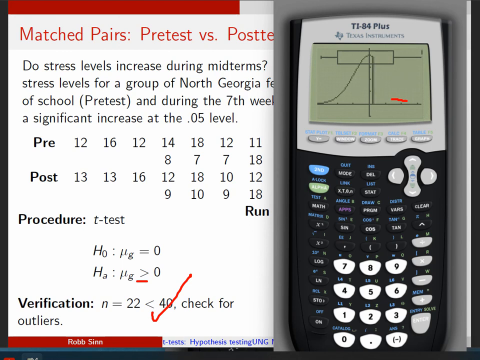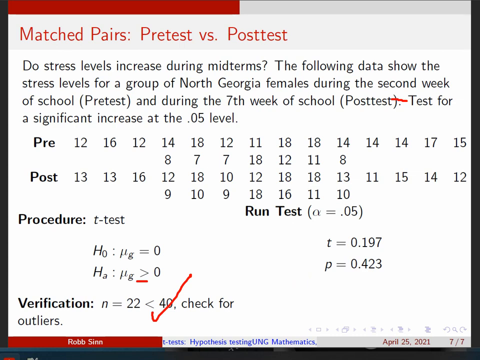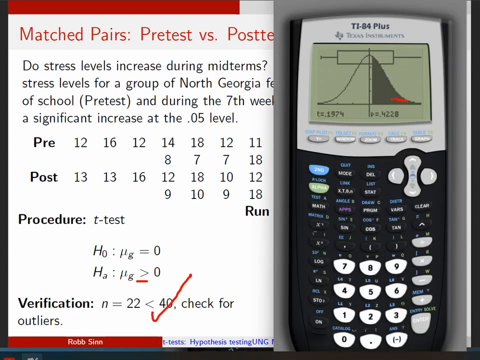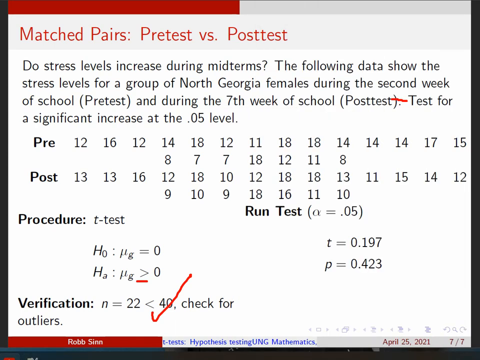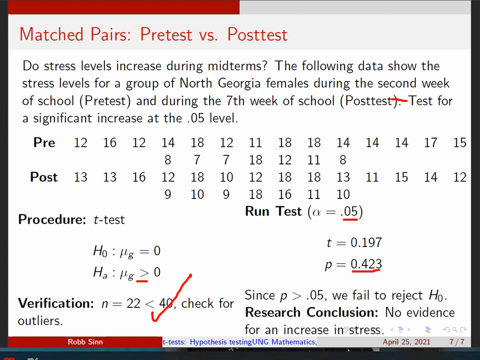And you'll notice, yeah, it's got the box plot superimposed behind it. Ah, yes, 0.1974. Yeah, and 0.423. Yes. So I rounded a little bit, but those are the correct values. Good. But notice our p-value, way larger than our alpha. So since p is greater than 0.05, we fail to reject the null, and there's no evidence for an increase in stress.